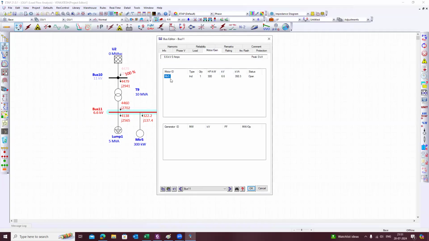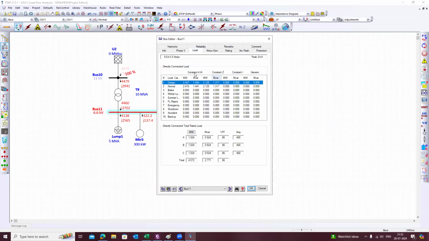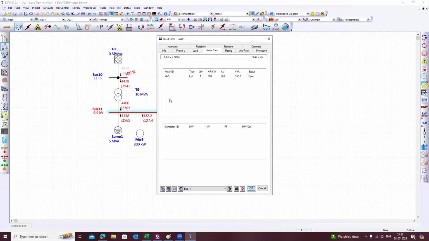Now if you see this bus, the motor gives you the details like the kVA load, the kVA of the motor connected at this bus. That's what it describes. So this is the load corresponding to the lump load or static load, and this displays what motors and generators are connected to this particular bus. Those details will come here. Clear, right?